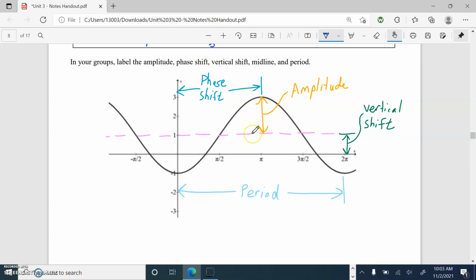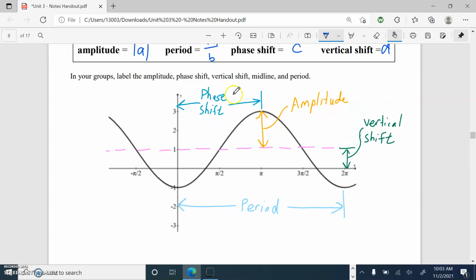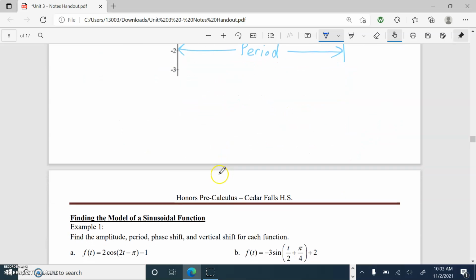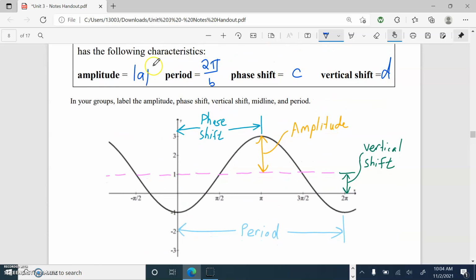In this case it looks like we were graphing a cosine curve because I've defined the phase shift. Cosine should have started at its peak right at the y-axis, but it didn't. It got shifted over, so we consider that shift from the y-axis to this peak the phase shift. So let's move on. I forgot we had these up here.